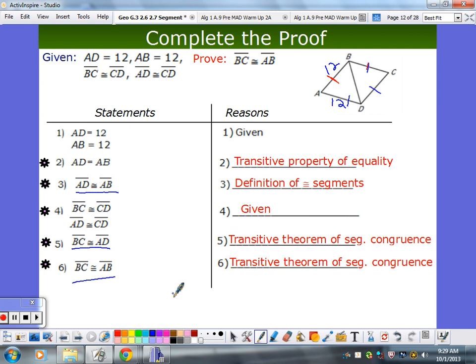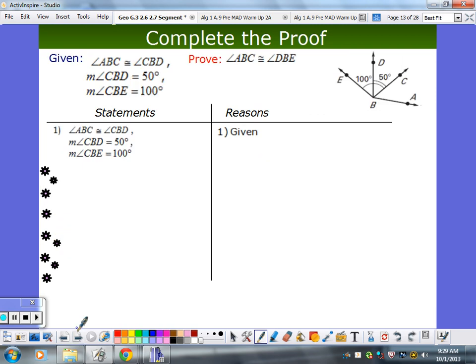The theorem is something we just proved. They're not giving it to us, it's not an assumption. The other one, a property, is like a given, it's more of an assumption. This we proved. Let's try a different one.